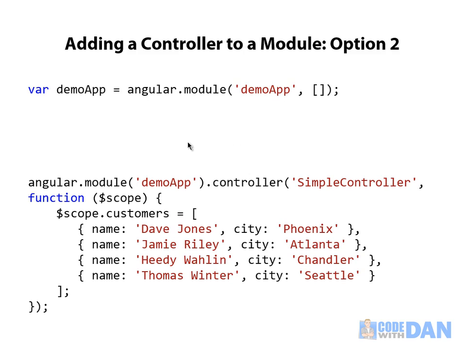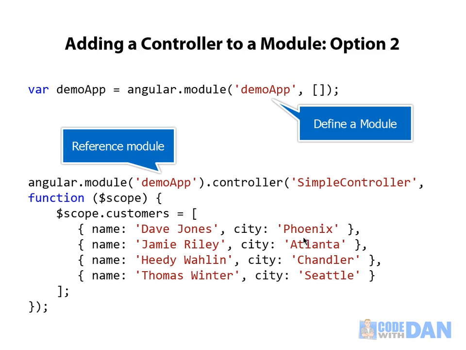Now, option two is shown here. So what we're going to do is in some file, we're going to go ahead and create our module, and this might not even be a global variable here. This could be wrapped in a little wrapper function like I'm going to show you in a moment. But what we're going to do when we create the controller in a separate file is after the module is defined, we're going to reference that module.